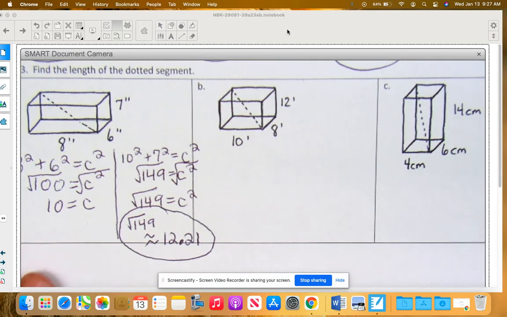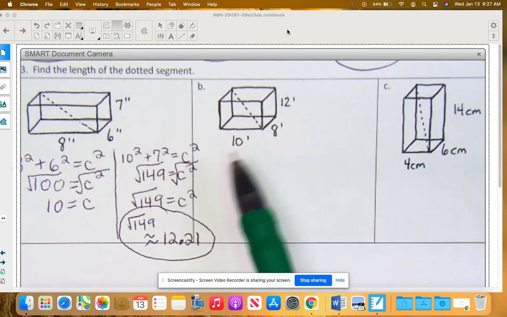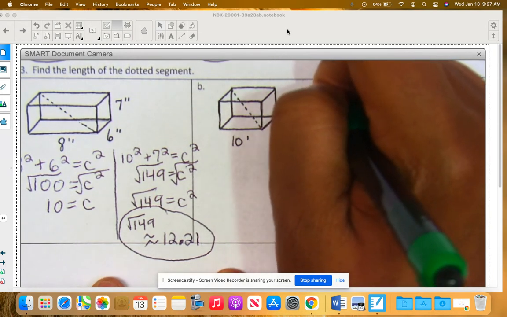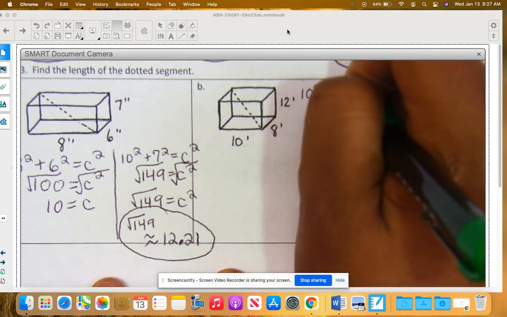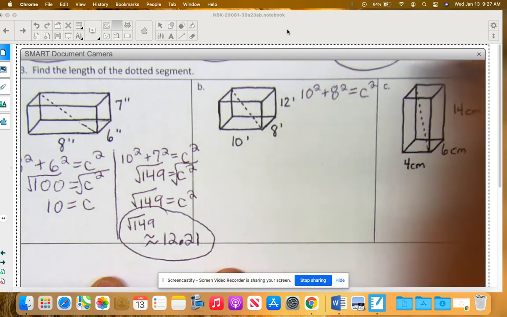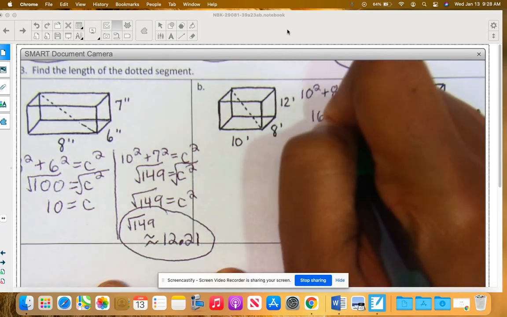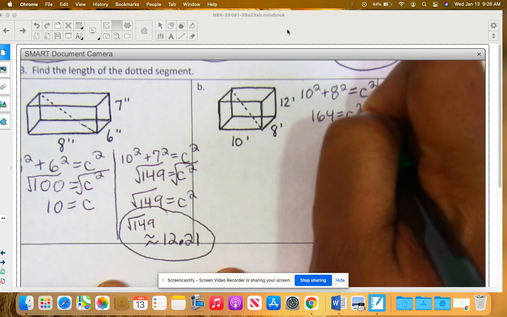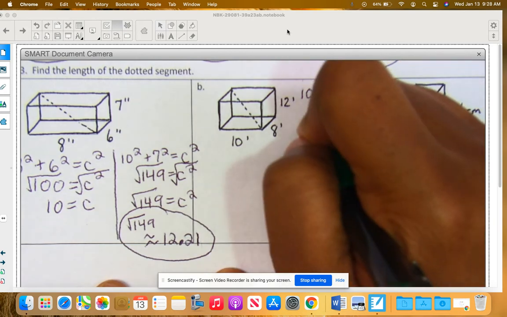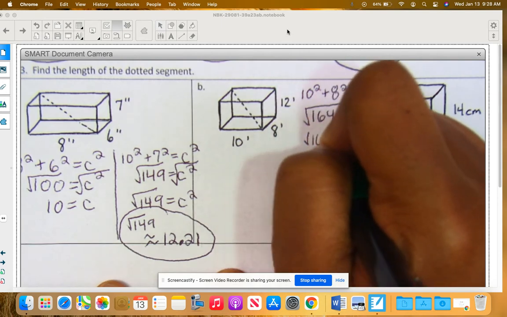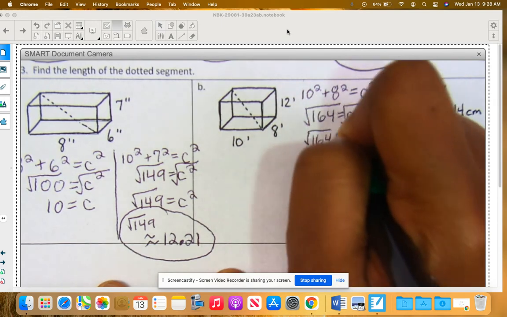Okay, next, we're going to do our base. So my base here is 10 and 8. So I'm going to do 10 squared plus 8 squared equals c squared. Mental math, calculator, 10 squared plus 8 squared gives me 164. Take the square root of both sides. That gives me the square root of 164 equals c.